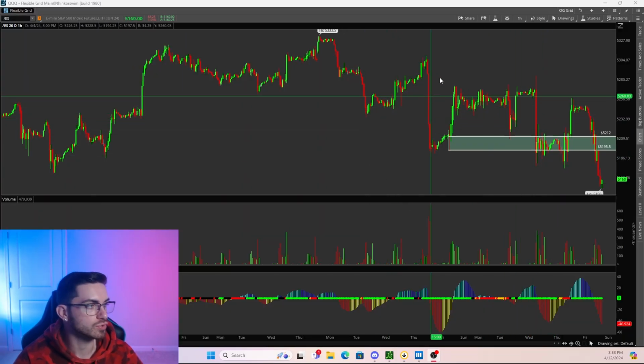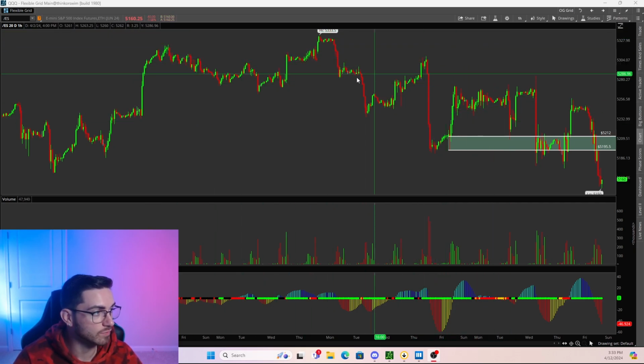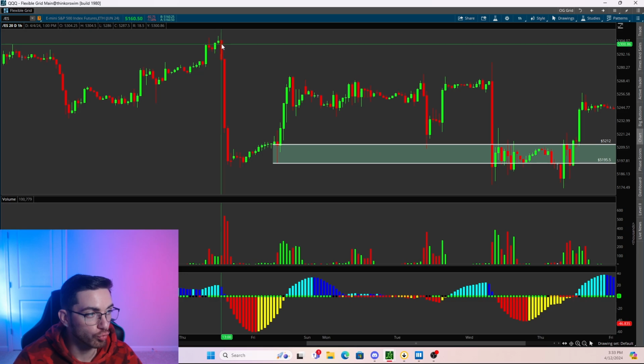But now as far as drawing supply, what we're going to be looking for in supply is we want to find a small green candle before a strong flush to the downside.